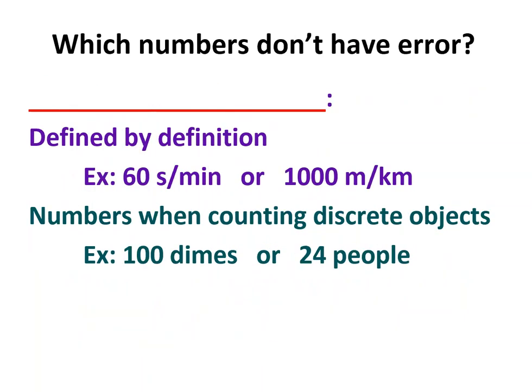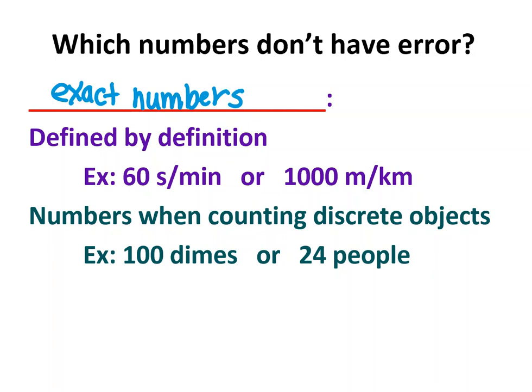So there are numbers that don't have any error. We're going to call these just exact numbers. You need to know which ones are exact because they do not affect the error in your final answers. When we are deciding where to round off our answers, we will look at the ones that are exact and ignore them because they don't contribute to the error.